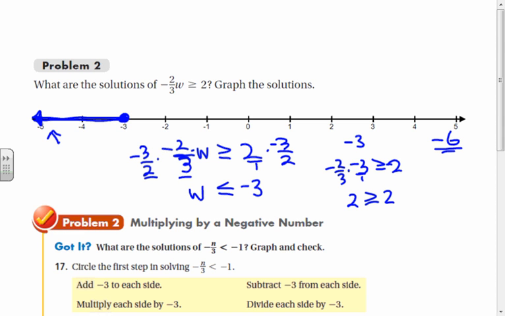Then now I'm going to check negative 6. So I'm going to do negative 2/3 times negative 6 and see if that's greater than or equal to 2. And negative 2 times negative 6 is positive 12 divided by 3, 4, and 4 is greater than 2. So that checks. All right, you go ahead and try it.